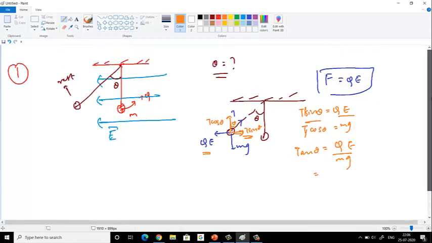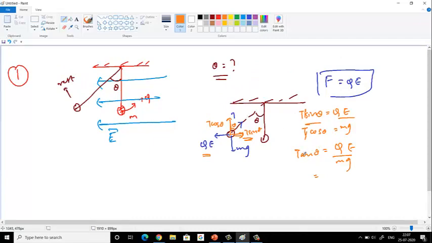What is the value of Q and all? If they have not given any value, you can say theta is equal to tan inverse of QE by mg. That's it. This is the value.